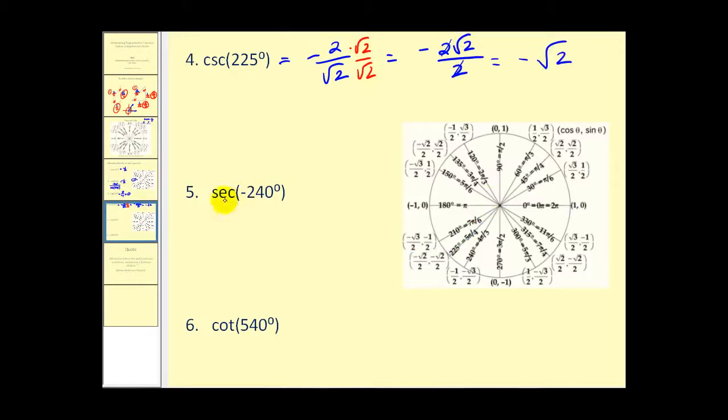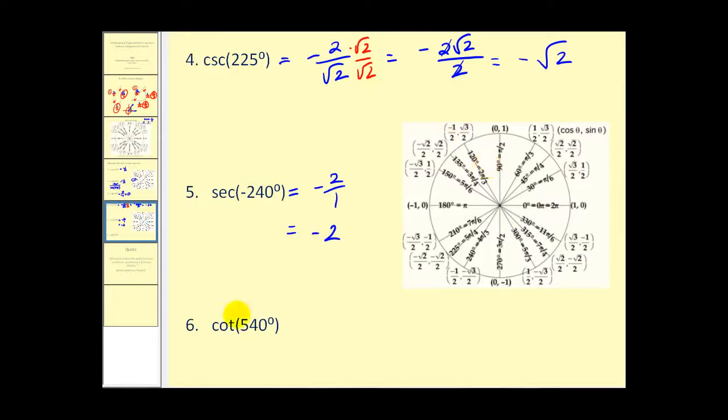Next we have the secant of negative 240 degrees. So we'll go clockwise. There's negative 180. We have to go negative 60 more to here. So here's the terminal side. We use this point to determine this value. Remember that secant theta is the reciprocal of cosine theta, and cosine theta is equal to x on the unit circle. So the reciprocal of negative 1 over 2 would be negative 2 over 1, which of course equals negative 2.